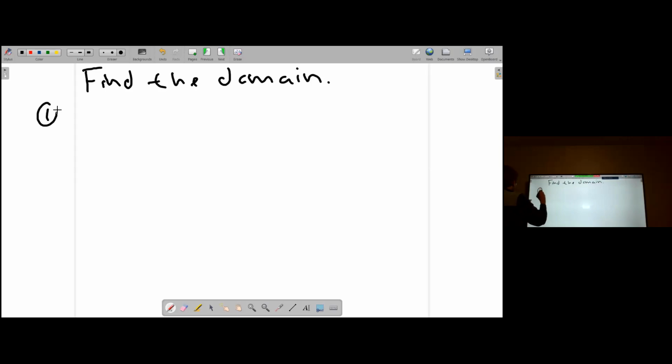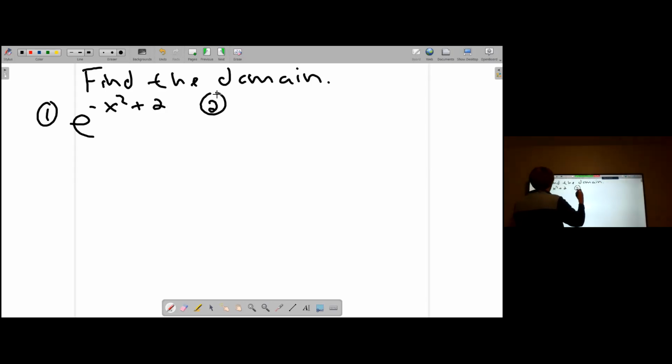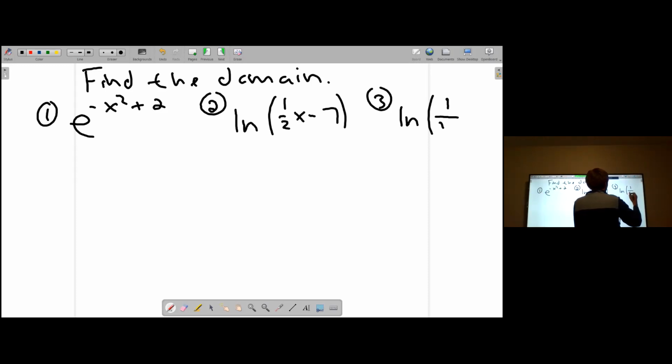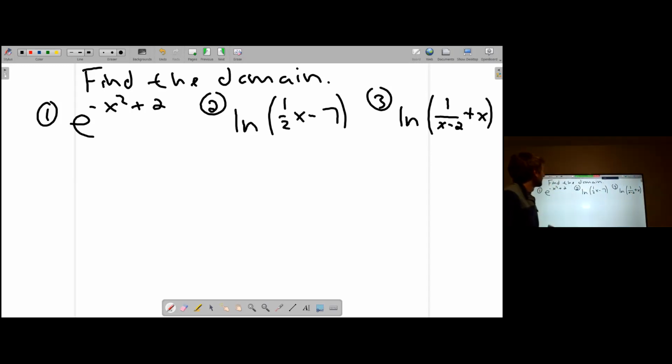Maybe the first problem is e to the negative x squared plus 2. Second problem is natural log of 1/2 x minus 7. Maybe there's a third problem that is natural log of 1 over x minus 2 plus x. Okay, so how do you do these problems?